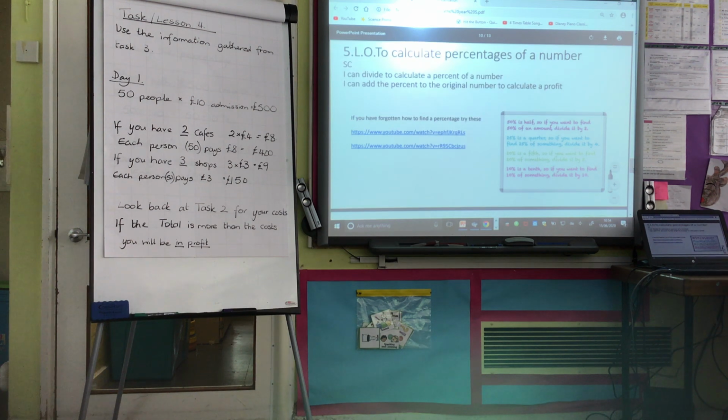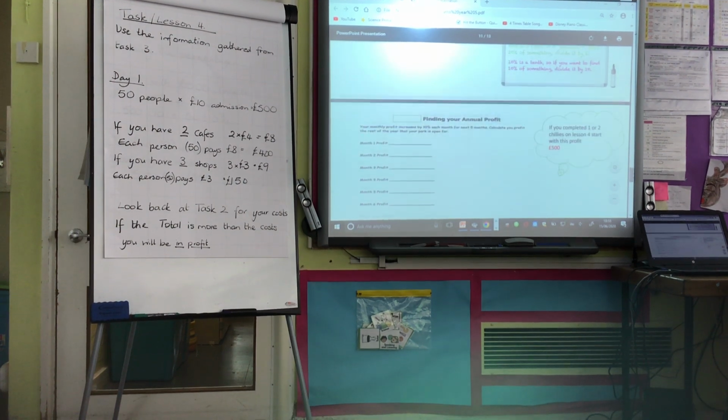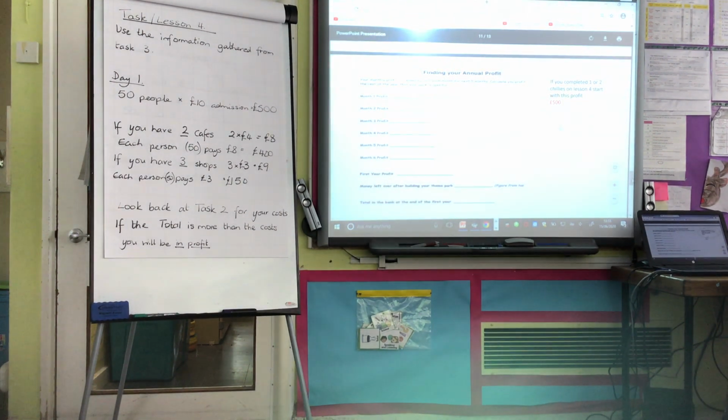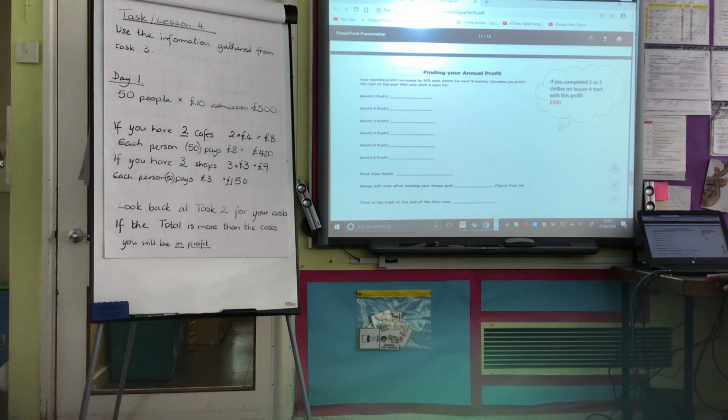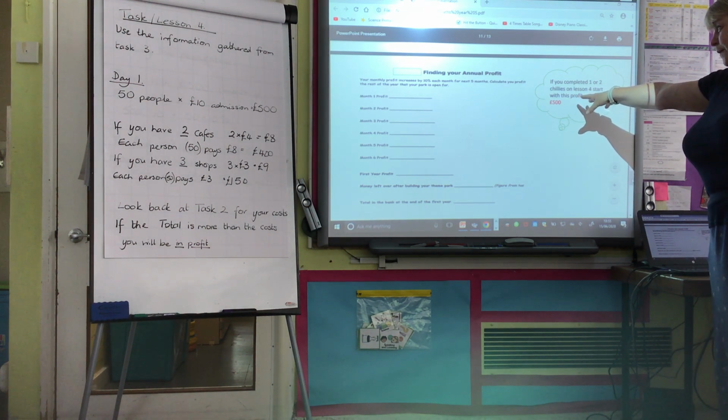And lesson 5, last lesson. To calculate the percentages of a number. So please use these links and the sheet to help you. You want to find your annual profits. So you're going to use that. If you did all 30, you've got a number at the bottom that you can use. If you didn't, if you only did some of them, you're going to start off with £500 profits.